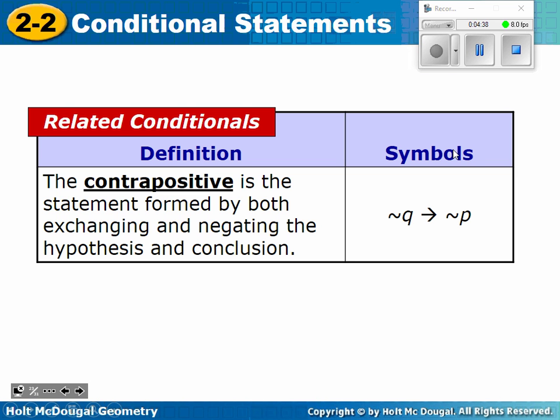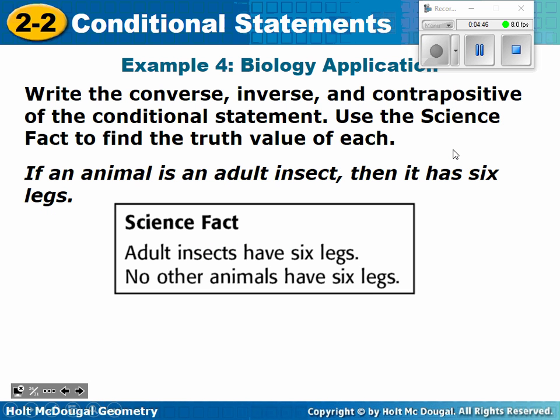Conditional is your original. There's one more that we're going to learn called the biconditional statement, but it's going to be a little bit later. So we're going to practice these four first with this example. And I'm going to write it on the board over here, matching it up with these four, okay? So it says write the converse, the inverse, and the contrapositive of the conditional statement. Then use the science fact to find the truth value of each of those statements.